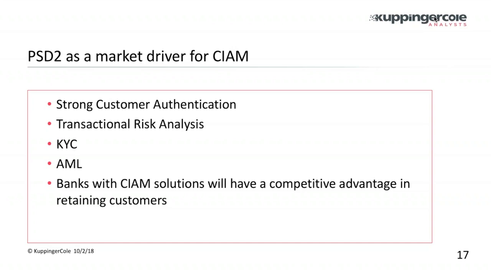This is another place where CIAM can come into play. Some of the sophisticated CIAM solutions contain the history so that it's easier to do a comparison between current and past transaction requests. Again, there's the need to do know your customer and anti-money laundering. And we believe that banks that have mature consumer identity management solutions will have a competitive advantage because they can provide a better user experience, which will help them keep their customers as competition from these new third-party providers increases across Europe.